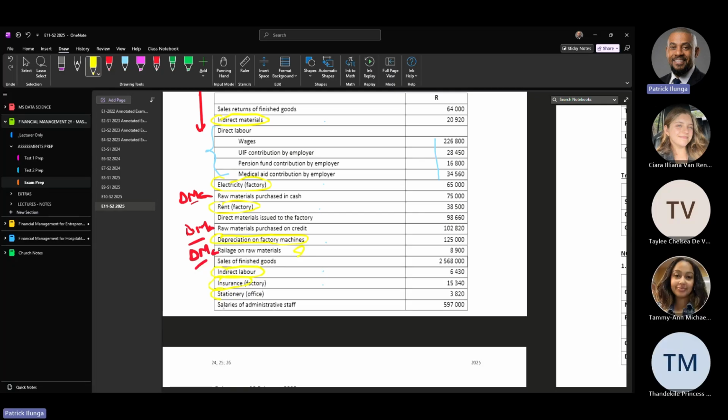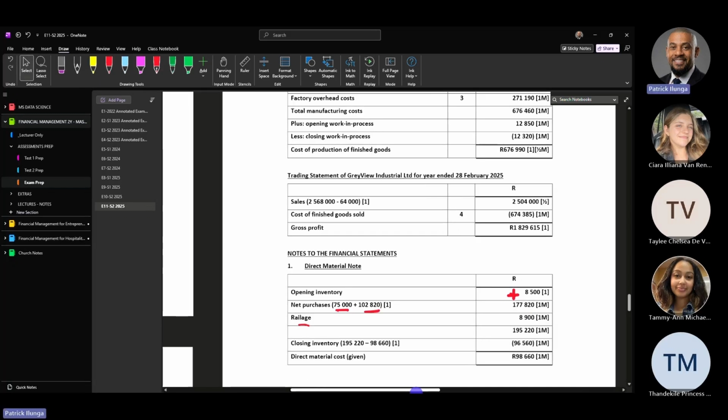Stationery? No. Why must I not take into account stationery? Because next to stationery, they said office, so I cannot take that into account because it has nothing to do with the production. Are we in agreement, guys? Also, salaries of administrative staff. I can't take that into account because it has nothing to do with it. The rest is just adding them up together. That's all you need to do, guys.